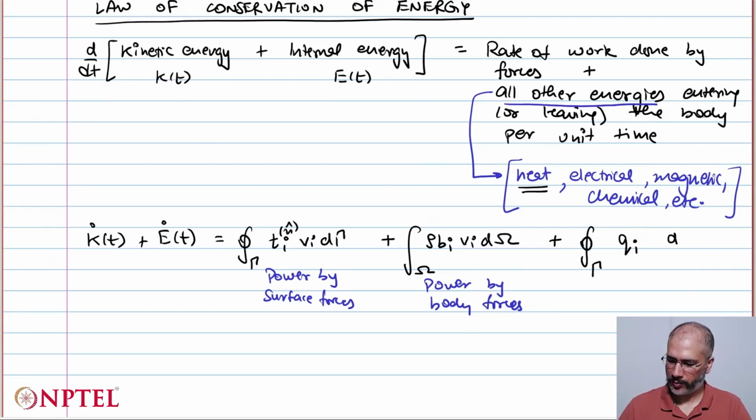So this has to be multiplied by an area, and since this is a vector, it has to be dotted with an outward normal. So this becomes q_i n_i. But since we have an outward normal, if q_i n_i is positive, that means heat is leaving the body. So to ensure that we are talking about energy entering the body, we have to change the sign here. So this quantity is called the heat flux.